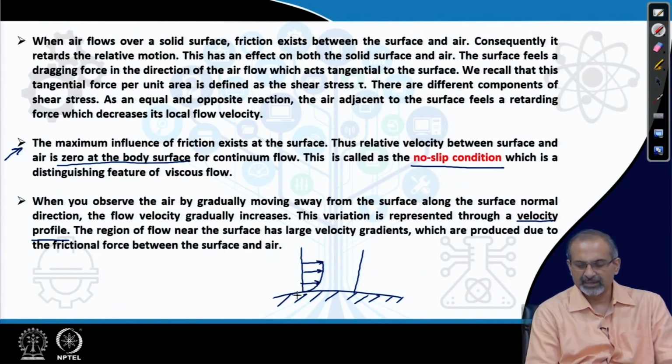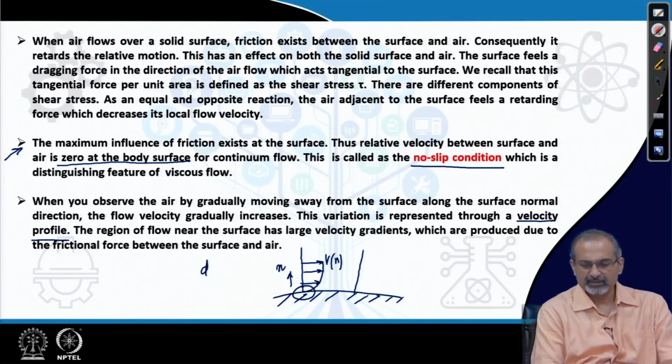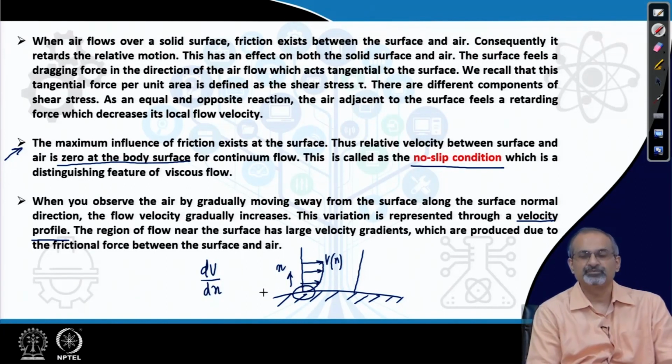So, what you are seeing is that near the wall, if you zoom in very closely on this part, there are rapid changes in the velocity as you move in the wall-normal direction. So, if you call this profile V, which is a function of n, then dV/dn is large close to the wall, and then as you move away from the wall, dV/dn gradually becomes very small and limits to 0.